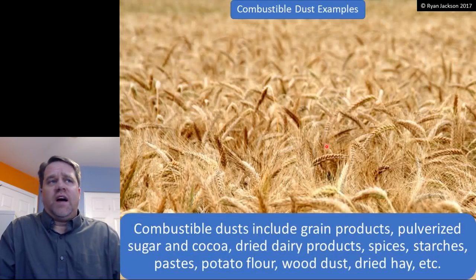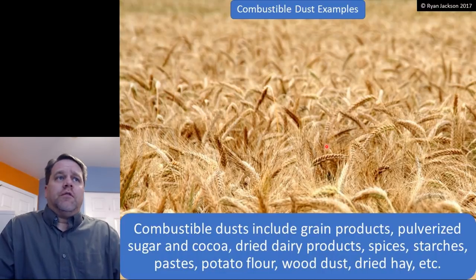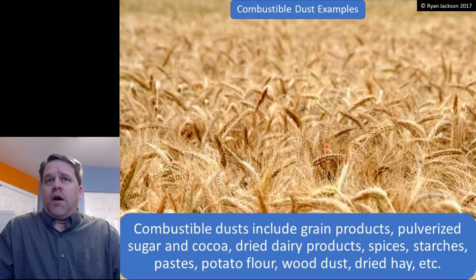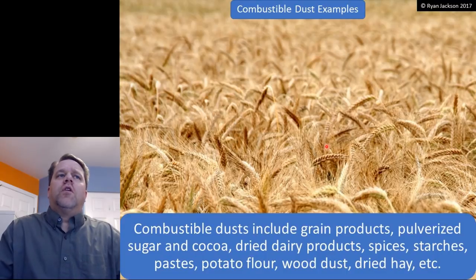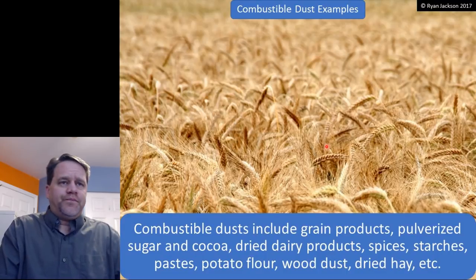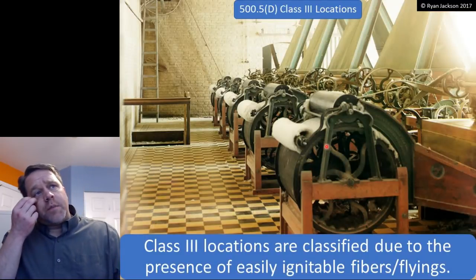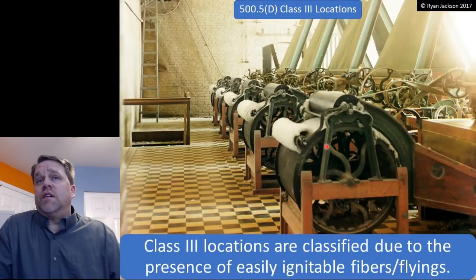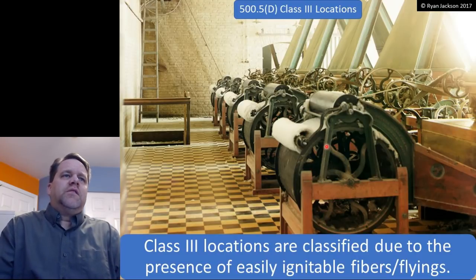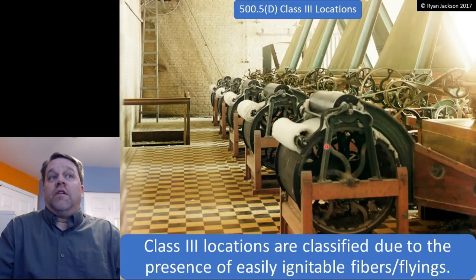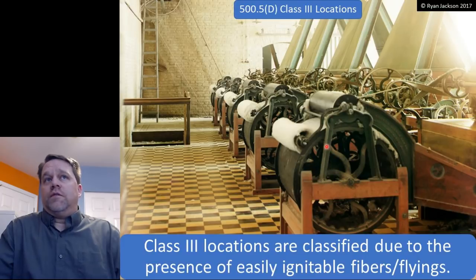Now, combustible dusts could include grain products, pulverized sugar and cocoa, dried dairy products, spices, starches, paste, potato flour, wood flour, dried hay, things like that. Those can all be combustible dusts. The last type of location that we address in the NEC is a Class 3 location. And a Class 3 location is an area that's classified due to the presence of easily ignitable fibers or flyings.